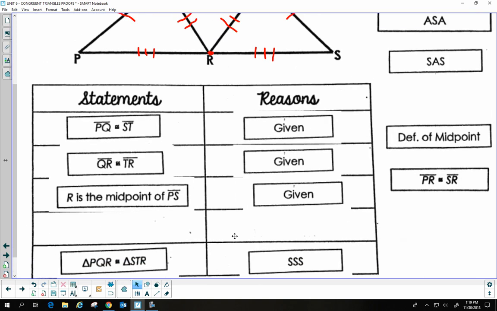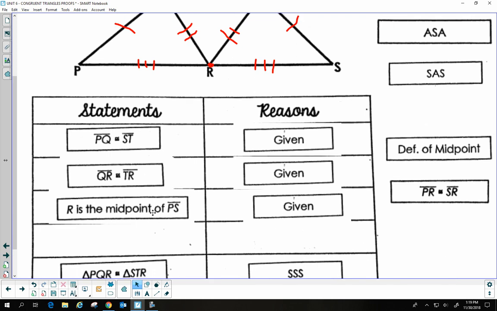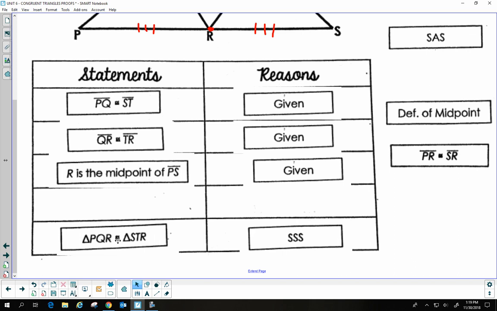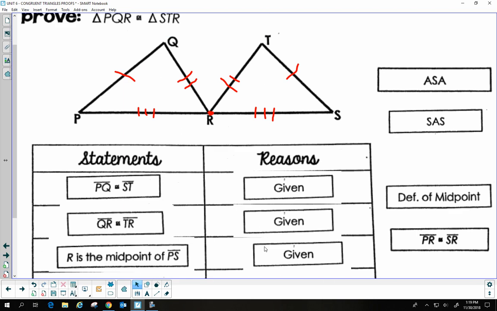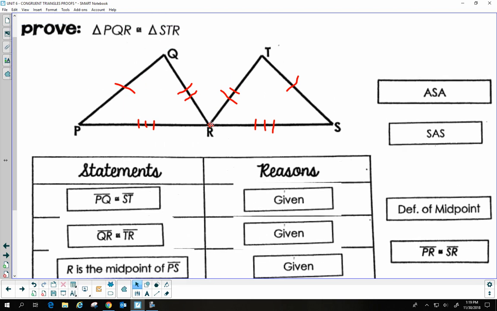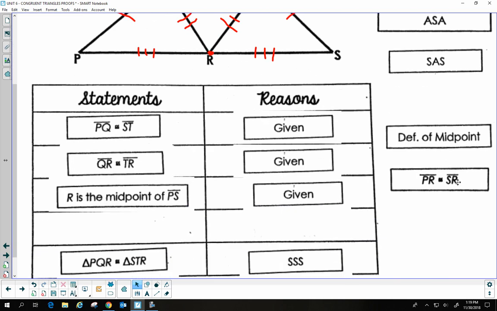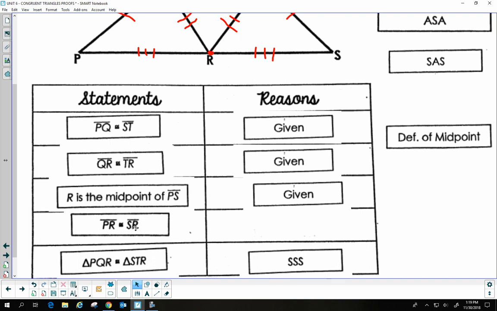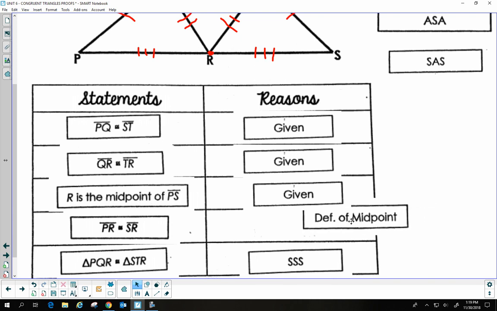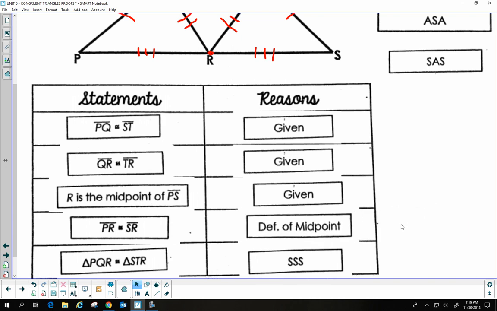So this thing's almost already done. We just have one more row to fill in. We've put in all of our givens. The last thing is always the thing we're trying to prove. And we've already decided we're going to show the two triangles are congruent by side, side, side. So we have to walk through that last part where we said, since this was the midpoint, these two segments are congruent. So I'm going to grab the statement that says PR is congruent to SR. We understood that to be true because R was the midpoint of PS, and so we can justify saying these two things are congruent because of the definition of what it is to be a midpoint.